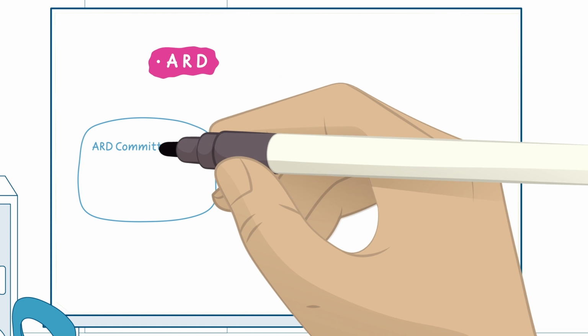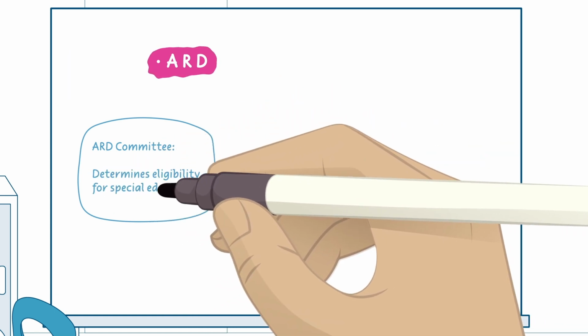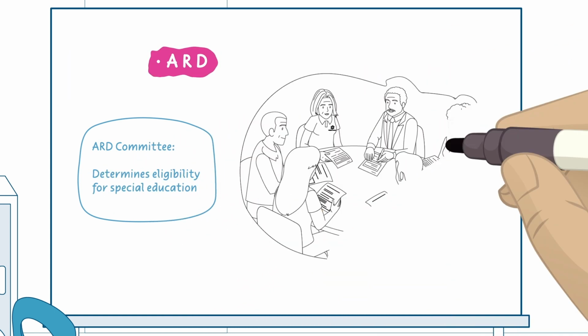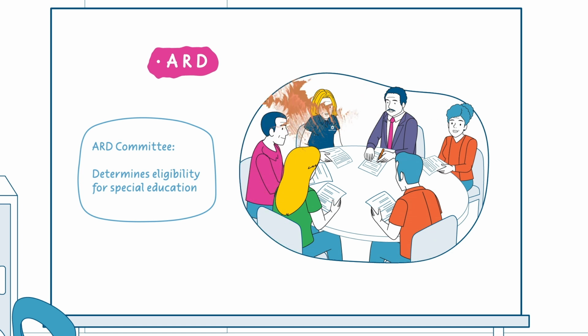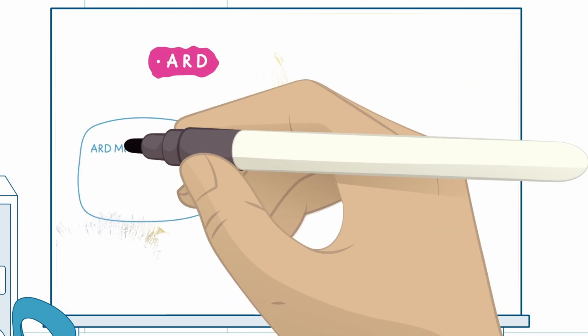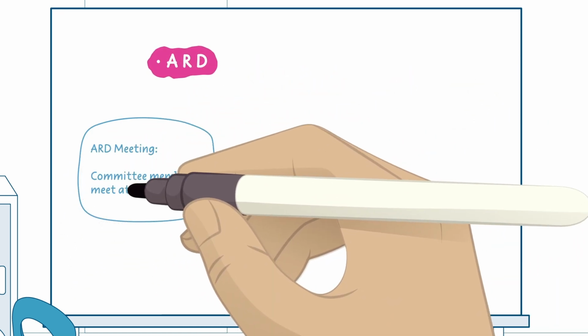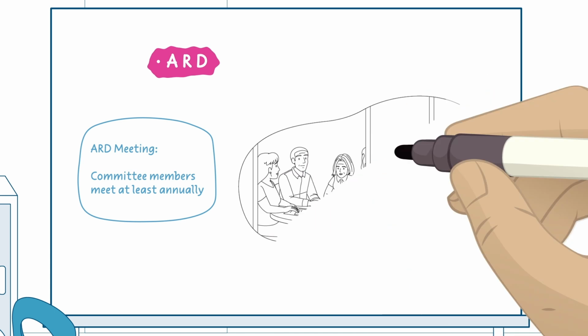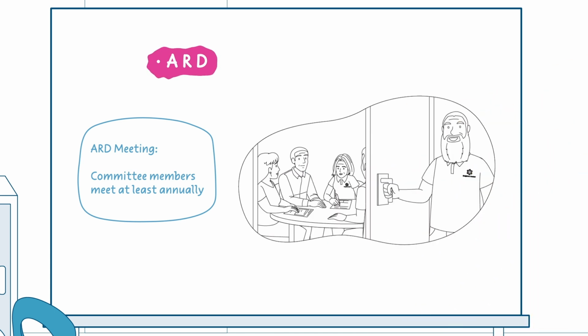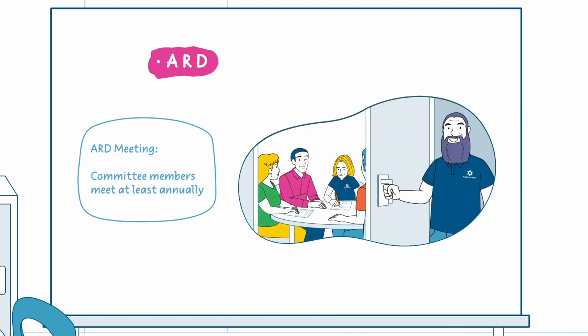In Texas, the ARD Committee is the team that determines eligibility for special education and services and also develops an Individualized Education Program, or IEP, for eligible students. An ARD meeting consists of committee members coming together at least annually to reevaluate and update a student's IEP. Parents may also request an ARD meeting as often as necessary.